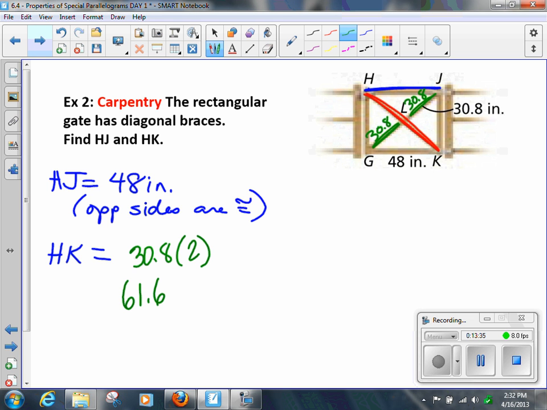Do you guys agree? And since diagonals are congruent, it's also HK. You got it. Okay? The diagonals bisect each other.